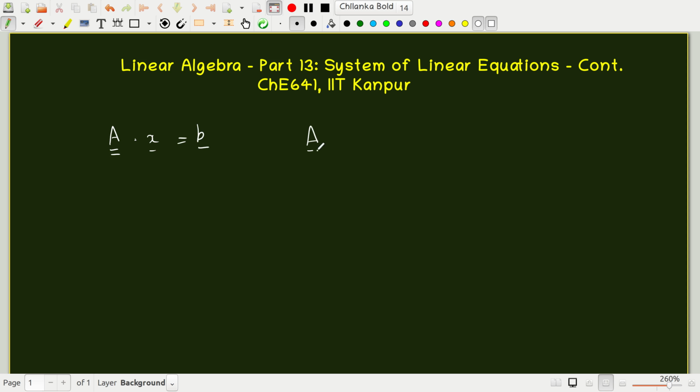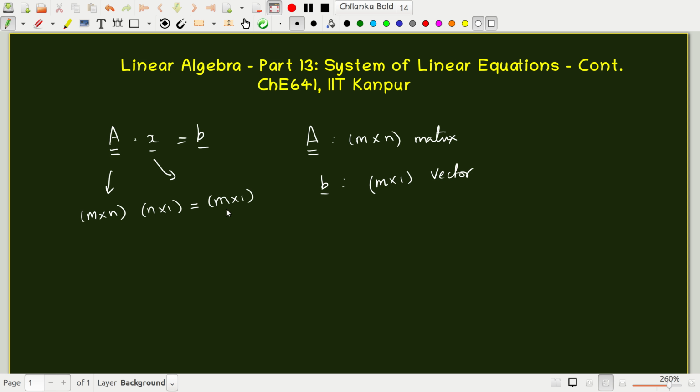Remember that we were discussing a system of equations represented in matrix notation of the form Ax equal to B, where A is in general an m by n matrix and B is an m by 1 vector. A is an m by n matrix and X is the unknown column vector containing the unknown coefficients, which is n by 1, which gives B to be of the order m by 1.